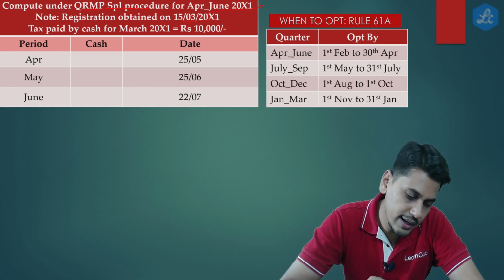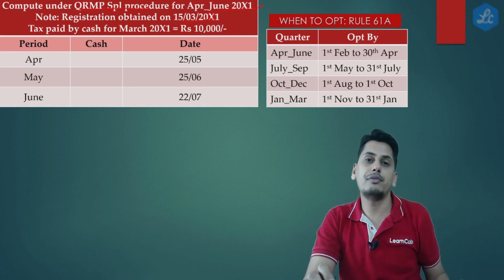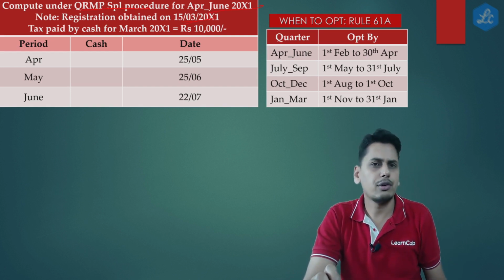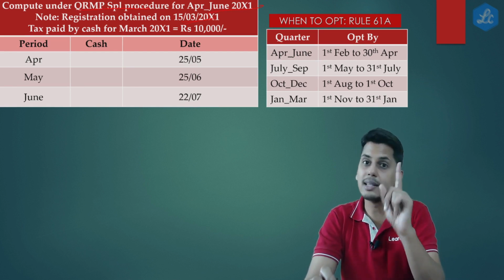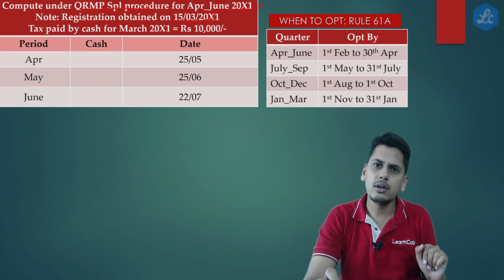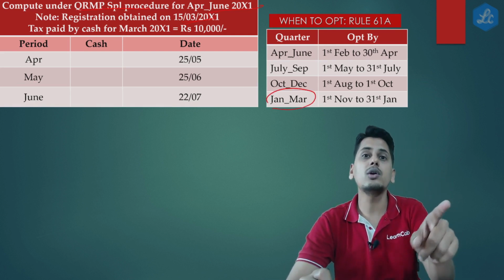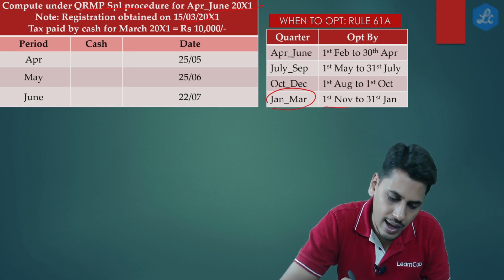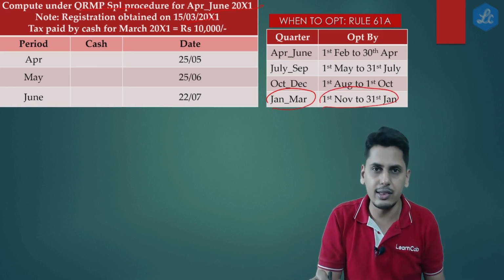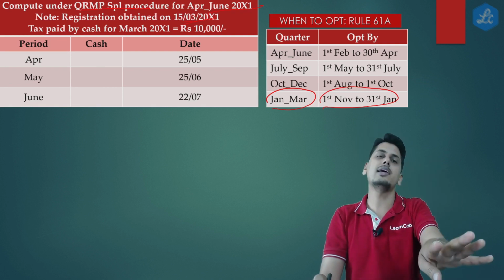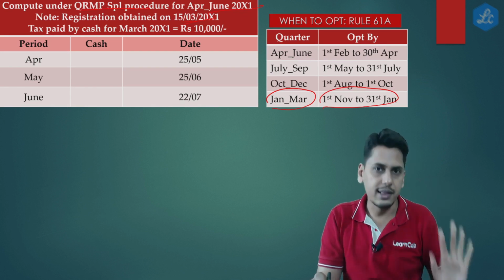Registration was obtained on 15th of March. Now friends, when registration was obtained on 15th of March, for the particular month of March, obviously he would have filed a monthly return only. Why so? Because for January, February, March, if you want to go under quarterly scheme, you should have chosen by 31st of January. This fellow has obtained registration itself on 15th of March. So by default on 15th of March when you obtain registration, for March it would have been a monthly return.